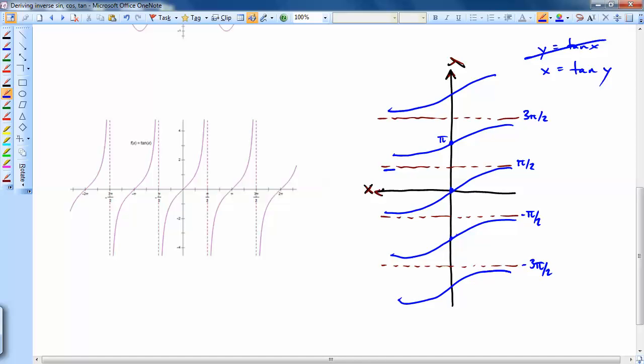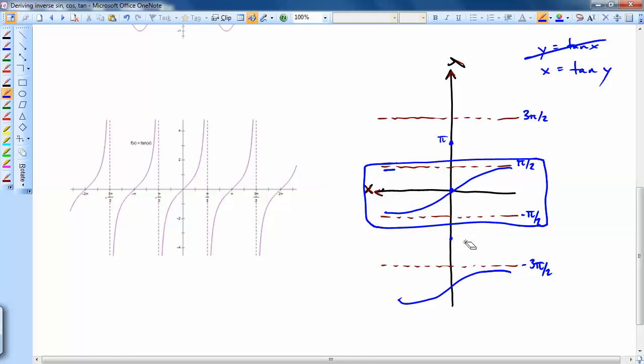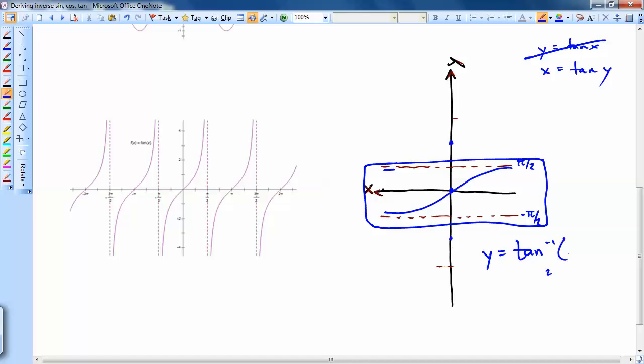The only problem is the blue curves don't pass the vertical line test. So that's not a function. So what happens is textbooks are going to force it to be a function by limiting you to just this central region right here. Just this part passes the vertical line test. So if we get rid of all the rest of it right here, then that is the graph. This blue and the asymptotes there, this is the graph of y equals tan inverse of x, like that.